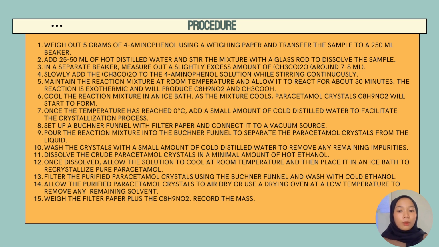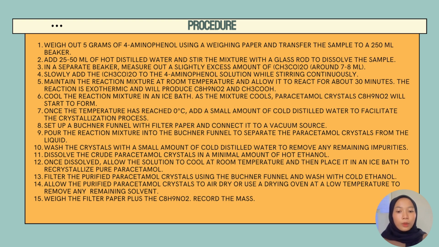Set up a Buchner funnel with filter paper and connect it to a vacuum source. Pour the reaction mixture into the Buchner funnel to separate the paracetamol crystals from the liquid. Wash the crystals with a small amount of cool distilled water to remove any remaining impurities.